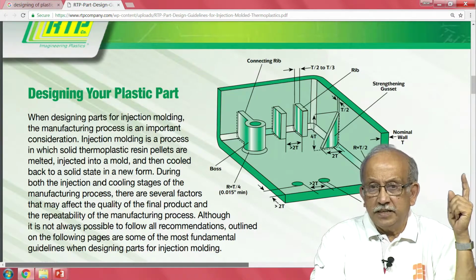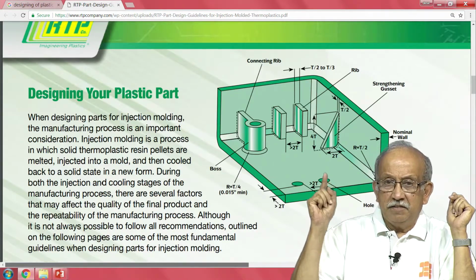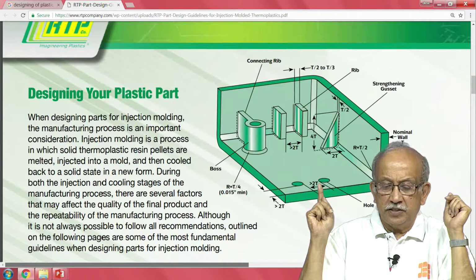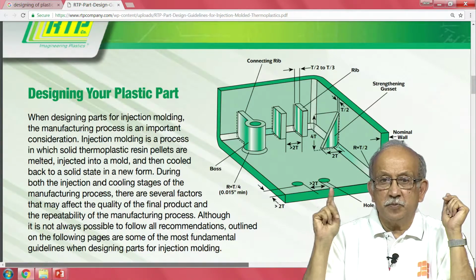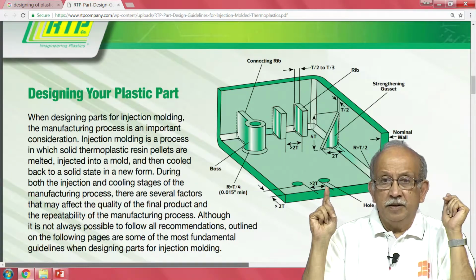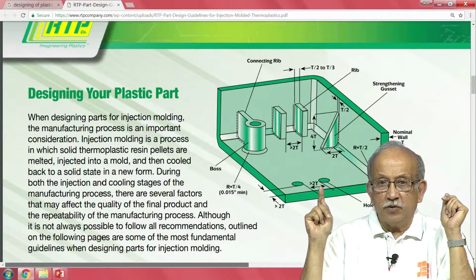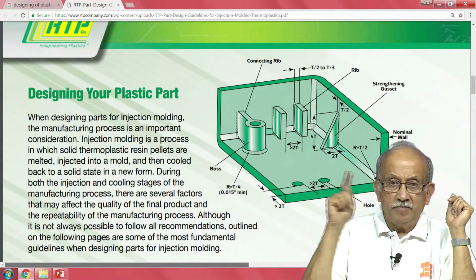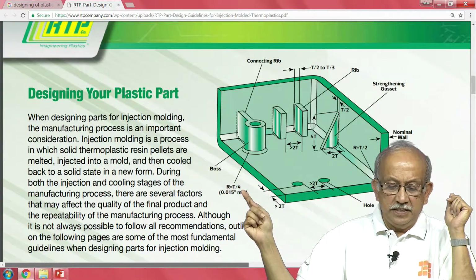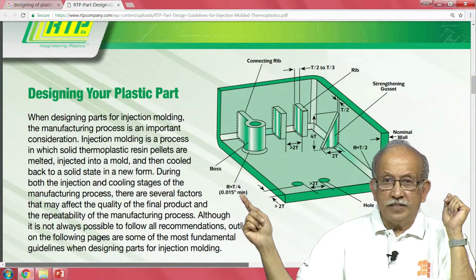So, one of them you see here is everywhere they have given small notes saying how far a hole should be from the edge, and what the spacing should be between two holes, because material has to flow around the hole and go to the other one. Similarly, what should be the wall thickness, and see here, what should be the radius that has to be given.